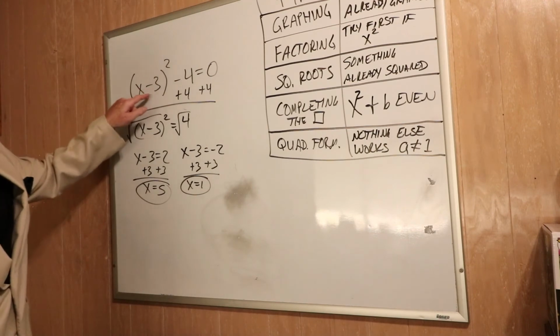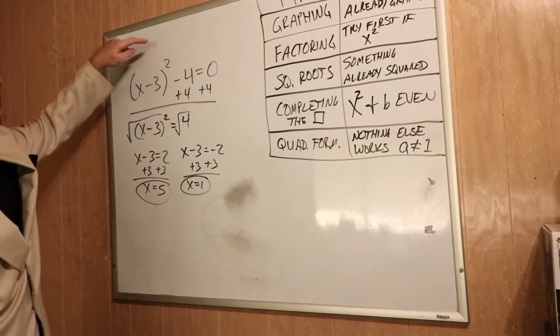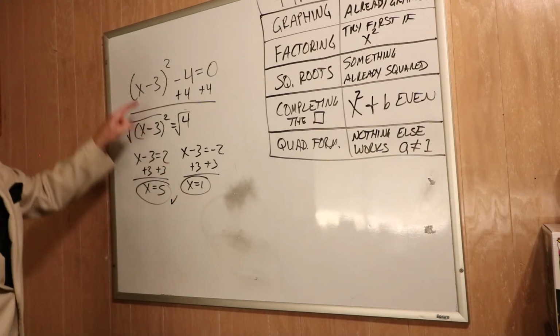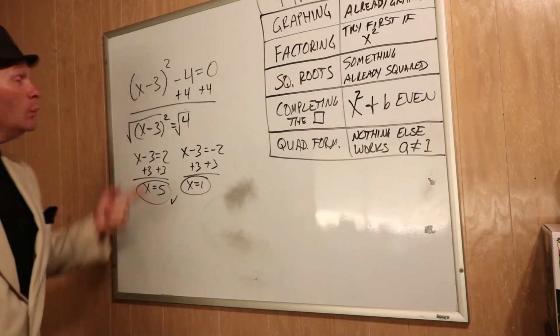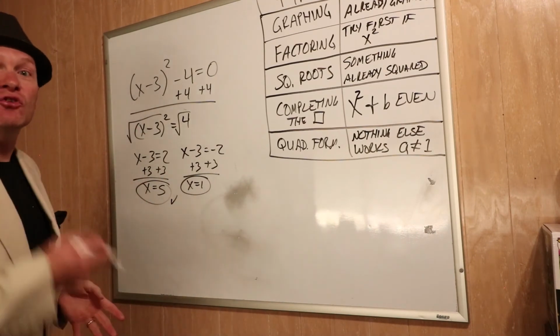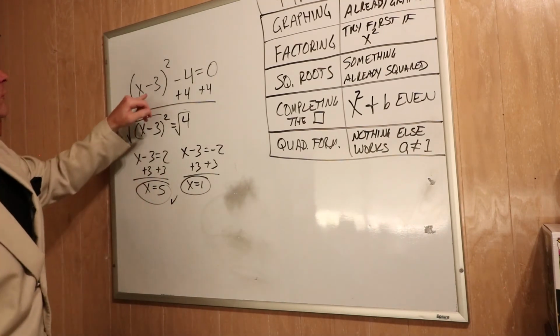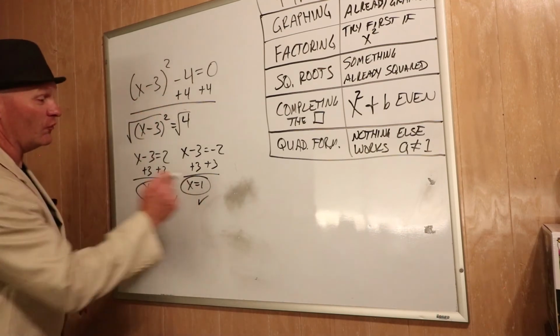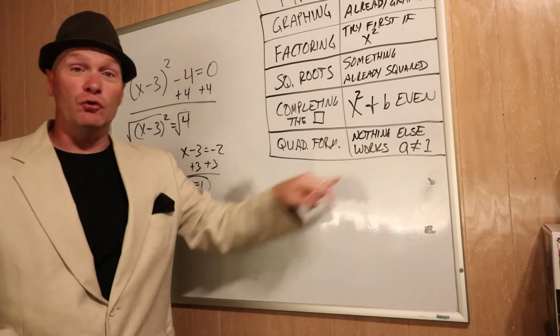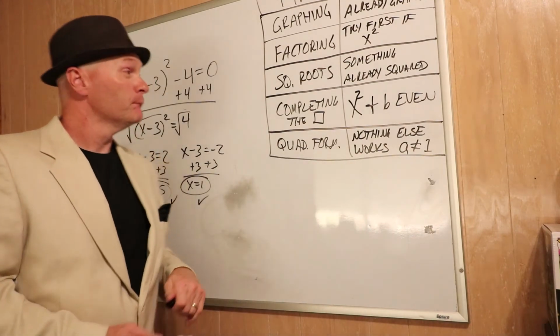Let's see, 5 minus 3 is 2. 2 squared is 4. 4 minus 4 is 0. 1 minus 3 is negative 2. Negative 2 squared is positive 4. Remember, when you square something, it is always positive. 4 minus 4 is 0, so that one works as well. You should always check your answers, especially if you use the quadratic formula, okay?